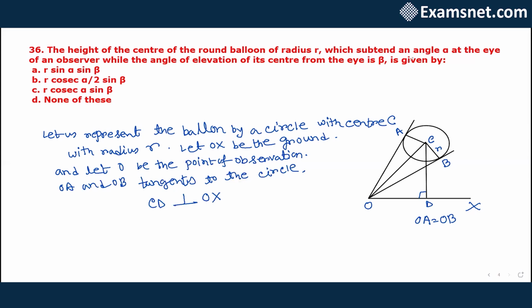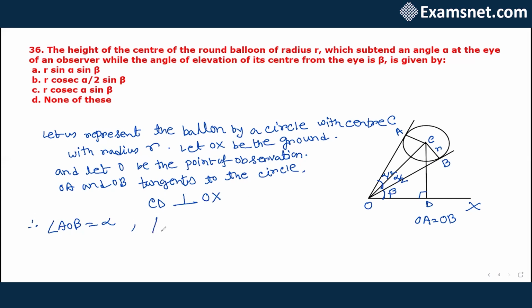From this diagram, it's also given that the angle subtended is alpha at the eye of an observer. That means angle AOB is alpha. Since OC is the angle bisector, angle AOC is alpha by 2, and angle COD is also alpha by 2. And it's also given the angle of elevation of its center from the eye.